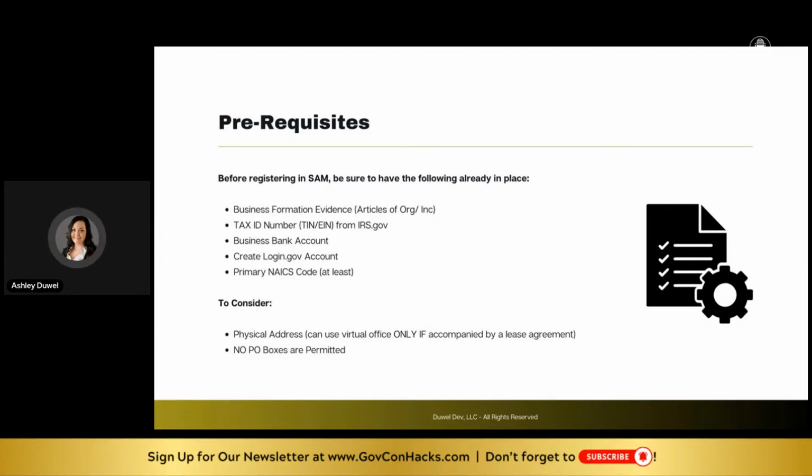You're going to need your business bank account, of course, separate from your personal bank account, and you'll have to create that login.gov account. You will need at least a primary NAICS code. I say at least because there are often more than one NAICS code that could be utilized by the government for one service, product, or another. Things to consider here when getting ready to register in SAM are your physical address. You cannot use a PO box, and you can only use a virtual office if it's accompanied by a lease agreement and a dedicated office space.